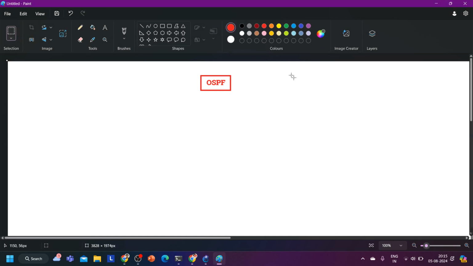Distance vector routing protocol always sends periodic update. Am I right? Are you guys clear with these points or not? What is the meaning of periodic update? What is the meaning of full update? Hope you guys are clear with this all.